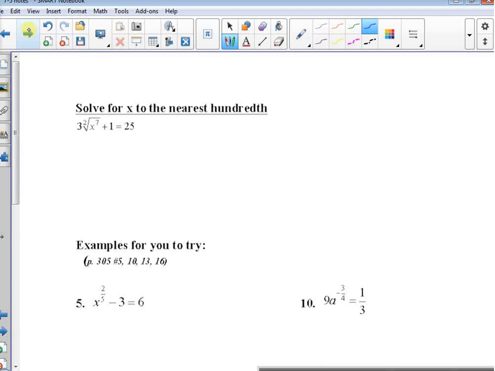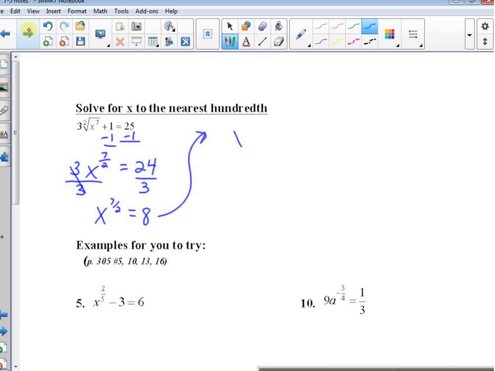All right, next one. To the nearest hundredth, we're solving this one. So we subtract 1 again. Now it's probably easier here to write this radical as a fractional exponent. So I'm going to do 3x to the 7 over 2 equals 24. Okay, remember the root goes on the bottom, and then divide by 3. So I'm solving x to the 7 over 2 equals 8. So x to the 7 over 2 equals 8 can be raised on both sides to the 2 over 7. And so that gives me x to the first.